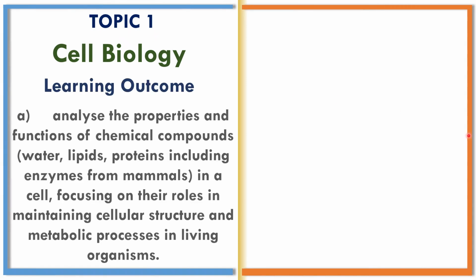Our learning outcome A. Analyze the properties and functions of chemical compounds, looking at water, lipids, proteins, including enzymes from mammals in a cell, focusing on their roles in maintaining cellular structure and metabolic processes in living organisms.